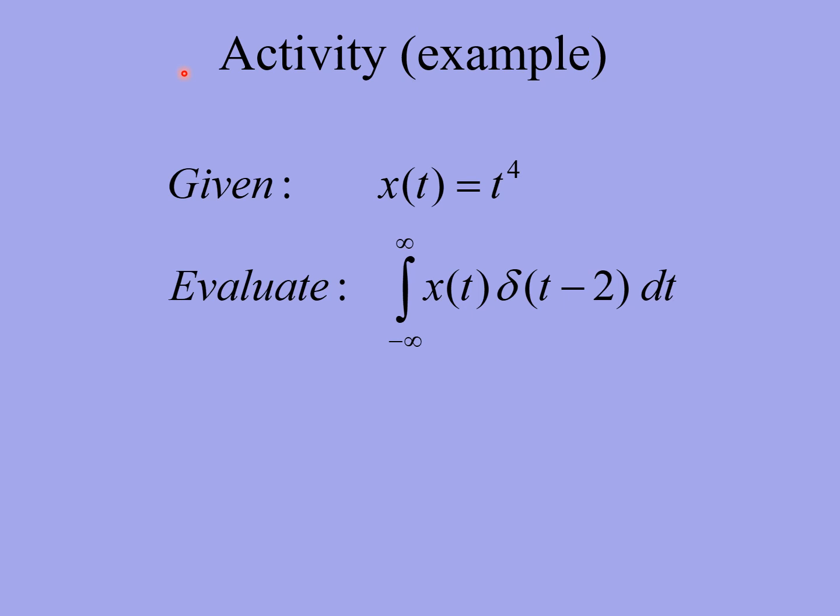So here's an activity for you to test your skill at this continuous time sampling. Suppose we have a function x of t equal to t to the 4th power. You're asked to evaluate this integral here. It's the integral over all time of x of t multiplied by delta of t minus 2. In order to do this, remember, you can go back to the previous slide and look at the sampling property.